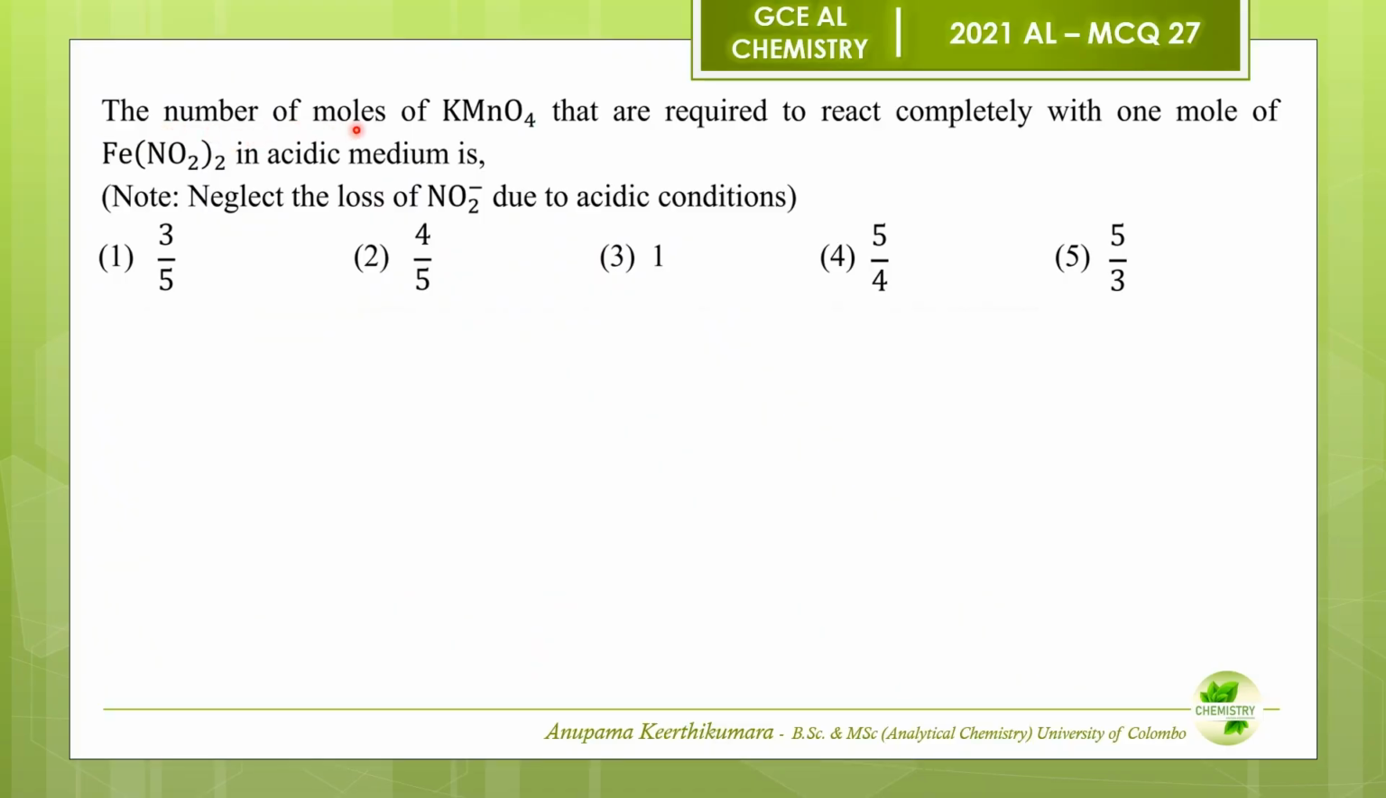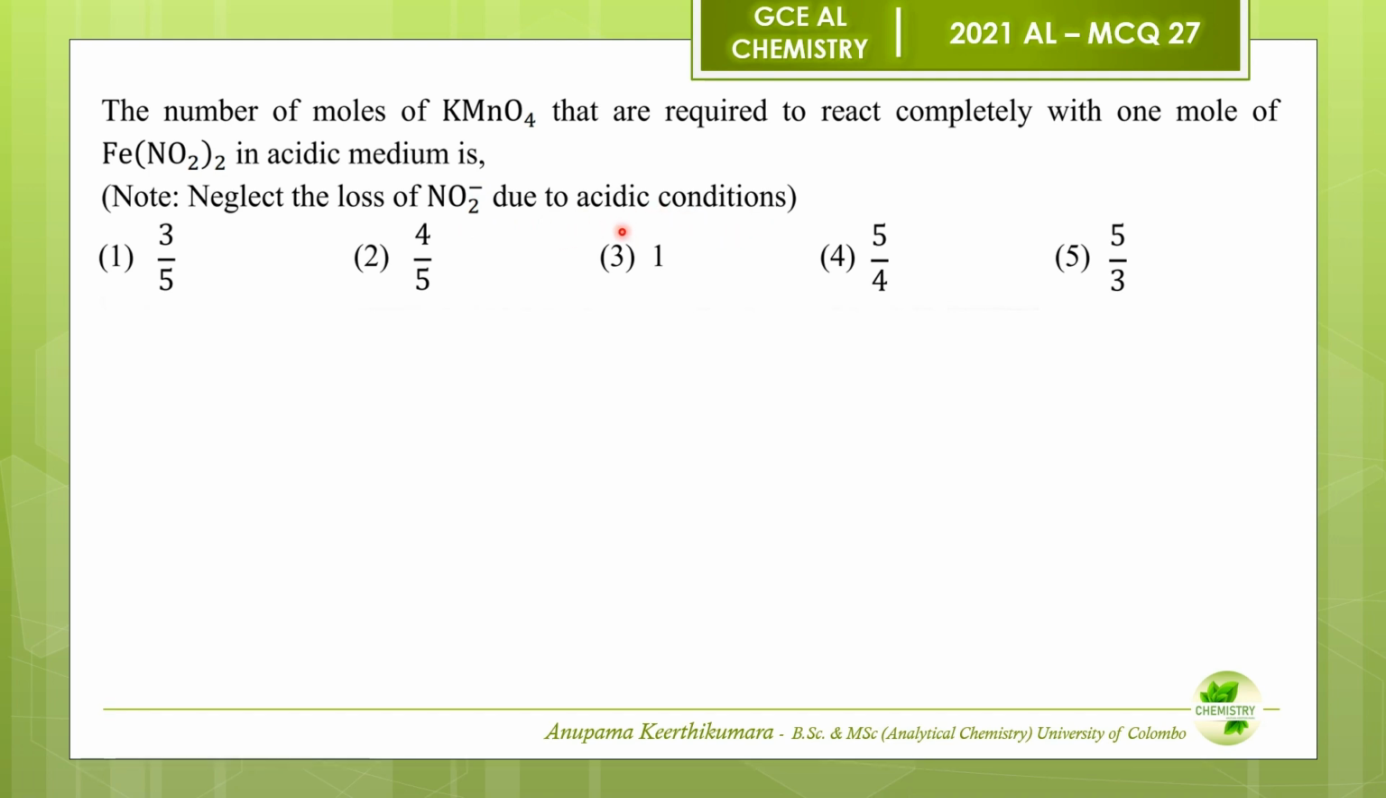The number of moles of potassium permanganate that are required to react completely with 1 mole of ferrous nitrite in acidic medium is. Neglect the loss of nitrite ions due to acidic conditions.